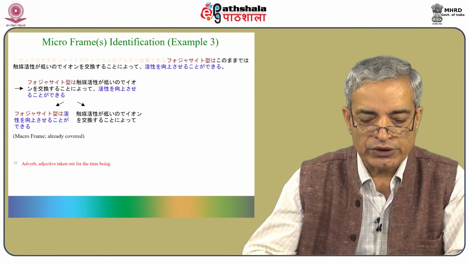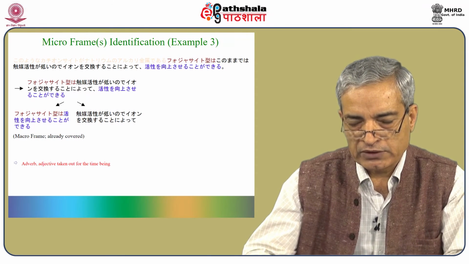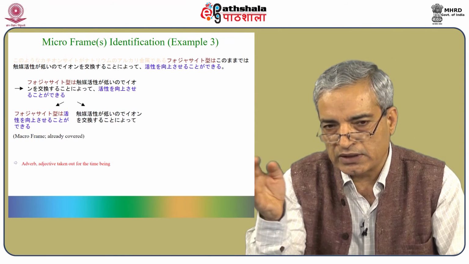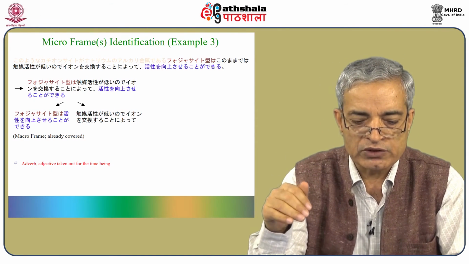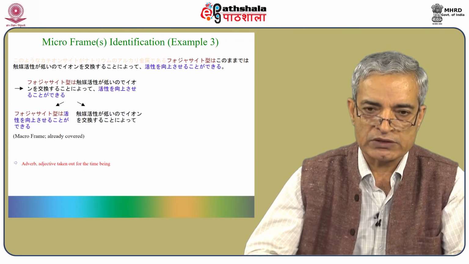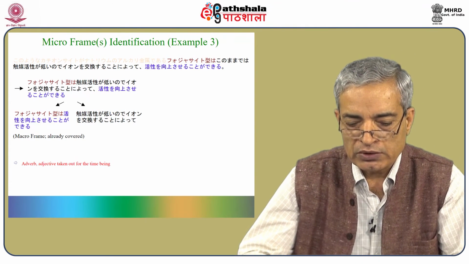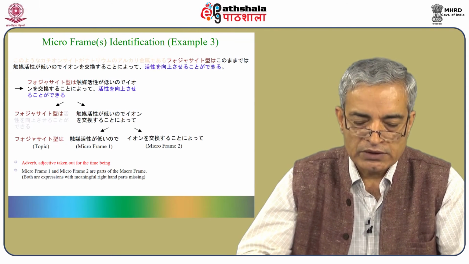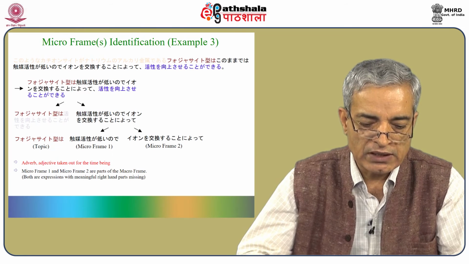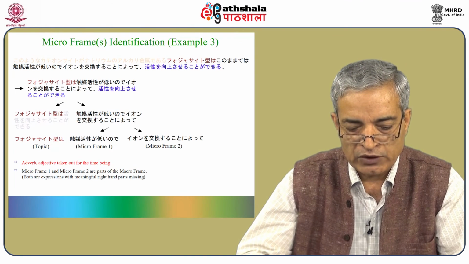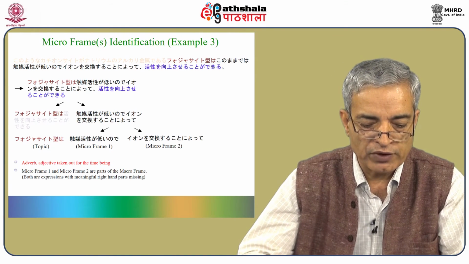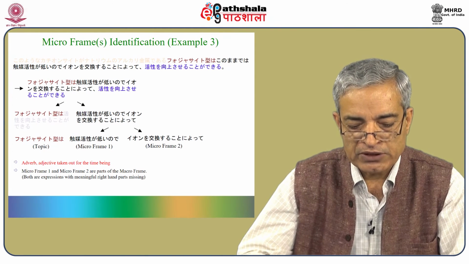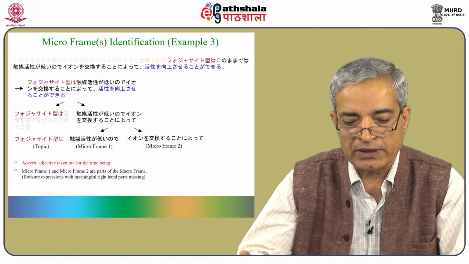Shokubai kase ga hikui. This is also okay, but if I keep node aside, then it's not getting linked to anything. So let's keep node also with this. So shokubai kase ga hikui node is one microframe. Ion o koukan suru koto ni yotte is the second microframe. This is almost same as the previous case. The microframe 1 and microframe 2 are parts of the macroframe. Both are expressions with meaningful right hand parts missing.